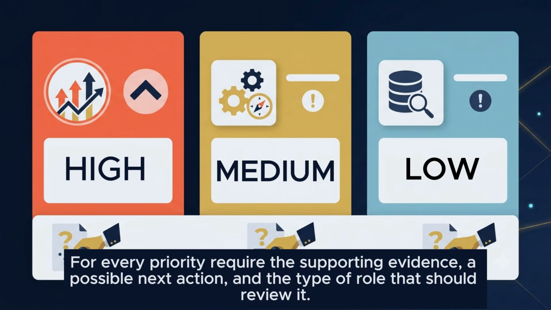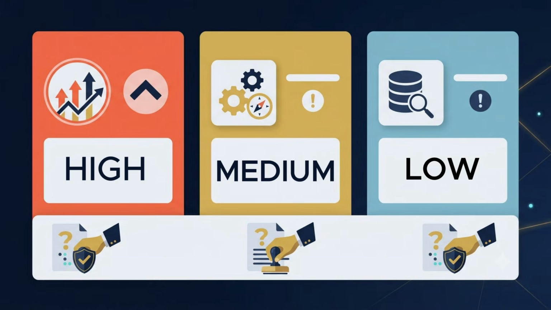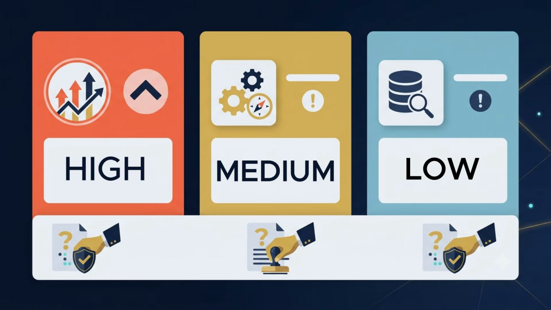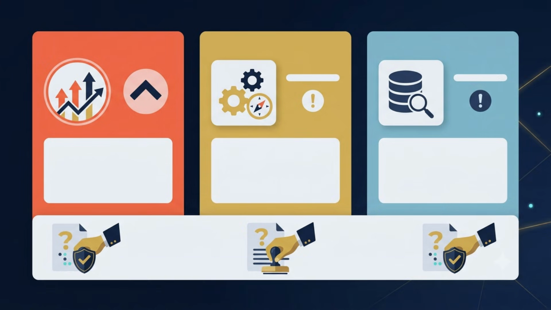For every priority, require the supporting evidence, a possible next action, and the type of role that should review it. Do not ask the AI to invent a manager, deadline, policy, or approval. And label every priority as a recommendation requiring human confirmation. The AI is helping someone review the situation. It is not approving the decision.